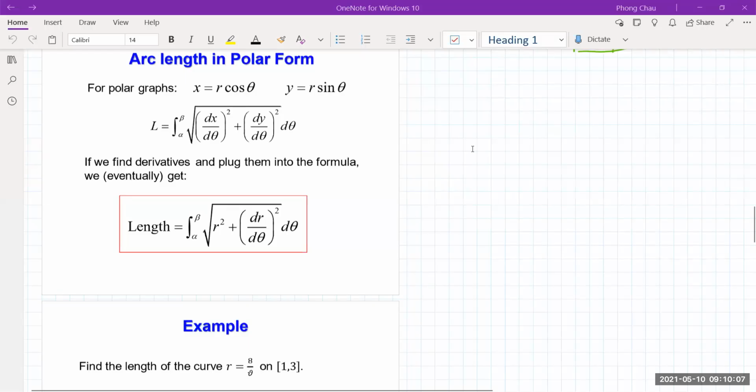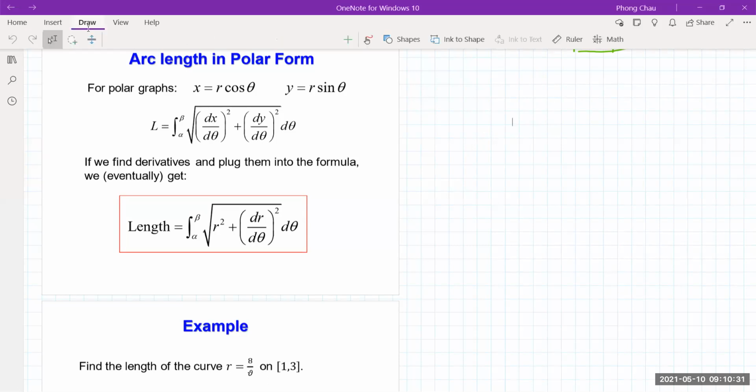This is part 2 of 10.5. As we learned the new formula to find the area and the area between polar curves in the polar coordinate system, now we're going to look at the arc length in polar form.